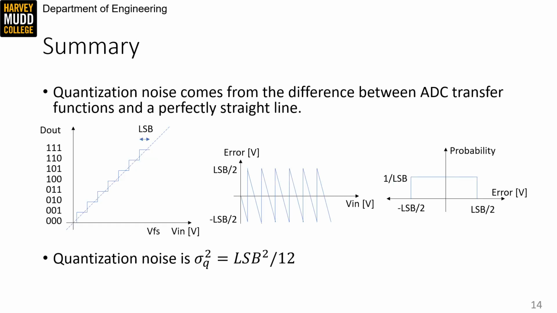So in summary, quantization noise comes from the difference between the ADC transfer function and a perfectly straight line, and that results in an error versus V-in function, and eventually a uniform distribution of error if we have rich inputs. And the important takeaway is that the quantization noise is LSB squared over 12, and that it's a noise voltage variance.